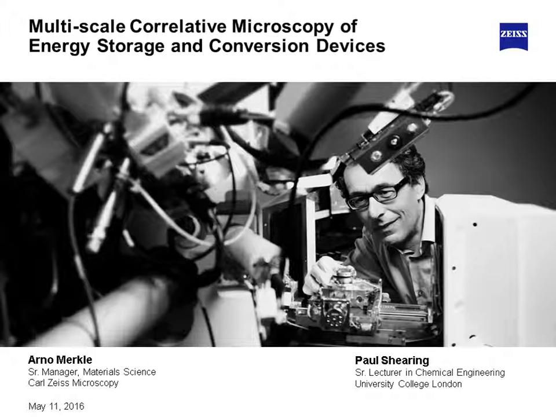Paul Shearing has an M.Eng in Chemical Engineering from the University of Birmingham and a PhD from Imperial College in Earth Science and Engineering. And he's currently a senior lecturer in Chemical Engineering at University College London. Arno Merkel received his PhD in Materials Science and Engineering from Northwestern University in 2007 and currently oversees correlative imaging and X-ray microscopy for the materials science market segment at ZEISS Microscopy.